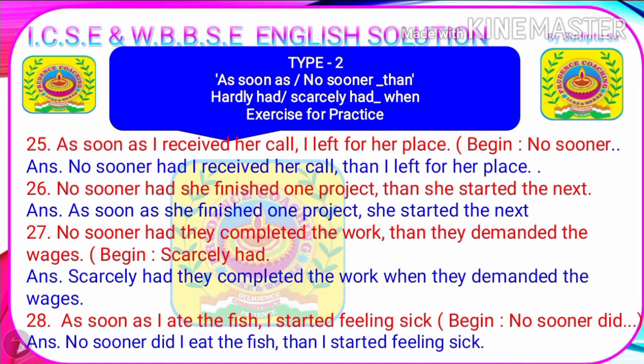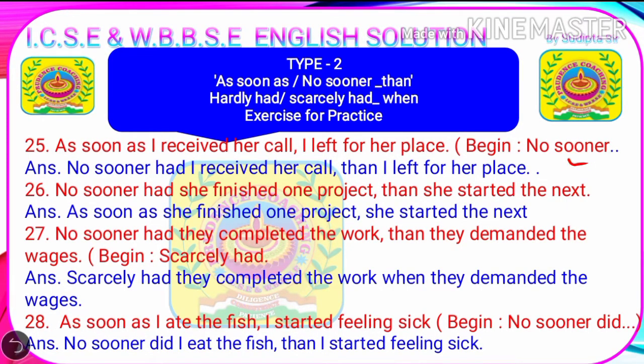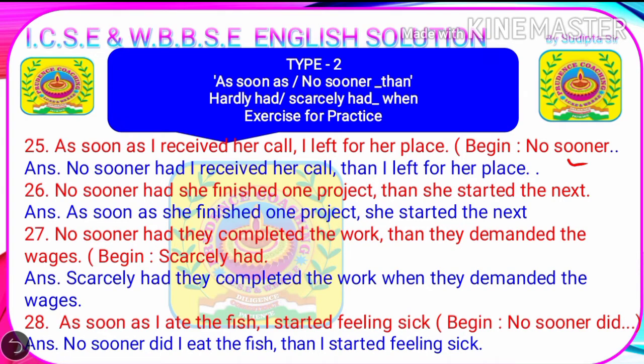So students, for the maximum benefits, try to answer the question yourself. Pause the screen and just hide the answer. Then try to answer the questions for your maximum benefit. Here number 25. As soon as I received her call, I left for her place. Begin with no sooner. So here, as no sooner is given, we can use no sooner did or no sooner had. That is our choice. For using had, we will have to use the third form. For using did, we will have to use the first form or the base form of the verb.